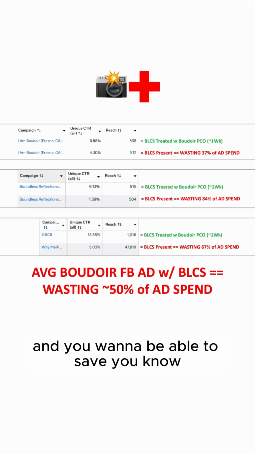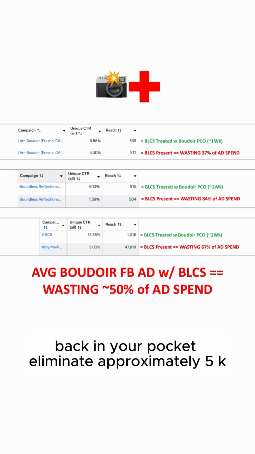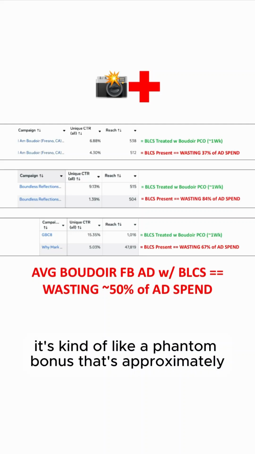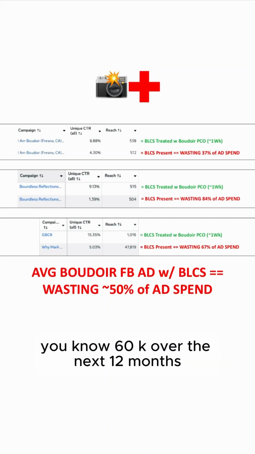And you want to be able to save, back in your pocket, eliminate approximately 5K of ad spend every single month, literally back in your pocket. It's kind of like a phantom bonus. That's approximately 60K over the next 12 months.